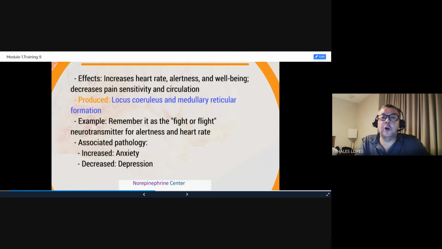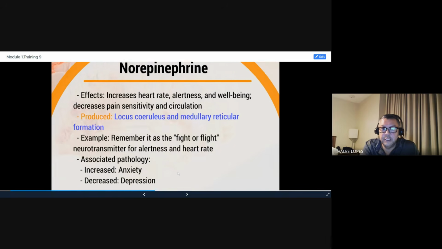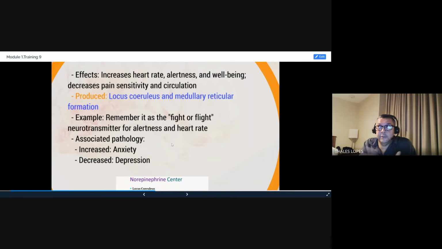So it's all about increased heart rate, alertness, well-being, and also decreased pain sensitivity and circulation. So where is it made? Locus coeruleus and medullary reticular formation. So please, you need to know where those neurotransmitters are synthesized, right? Remember, fight or flight. And how is it associated? If you have too much norepinephrine, it could lead to anxiety. If you have too little, it could lead to depression.